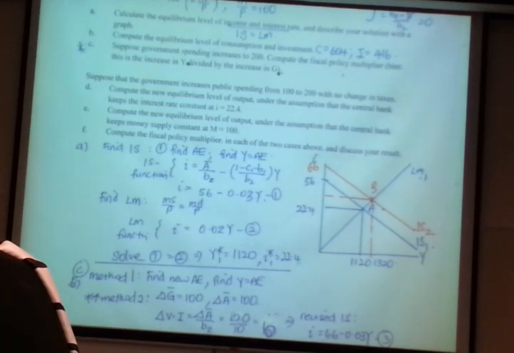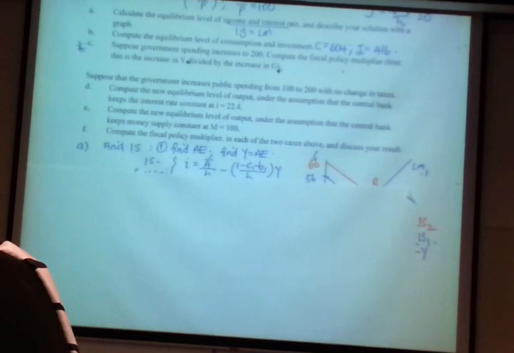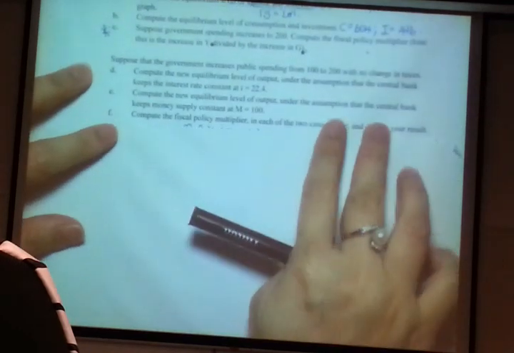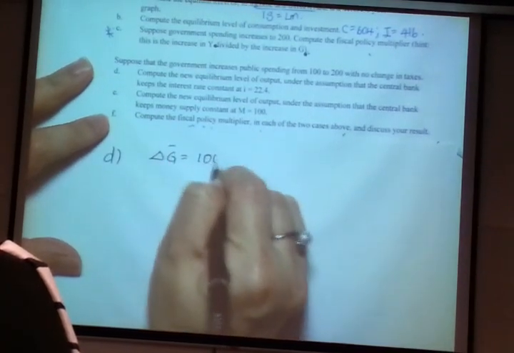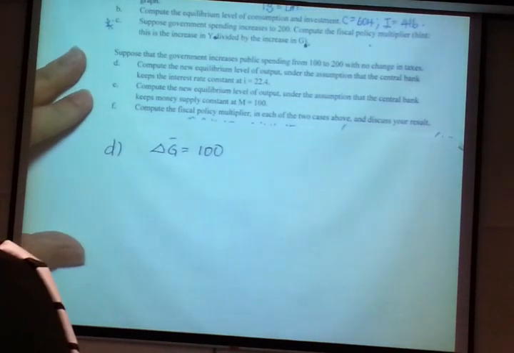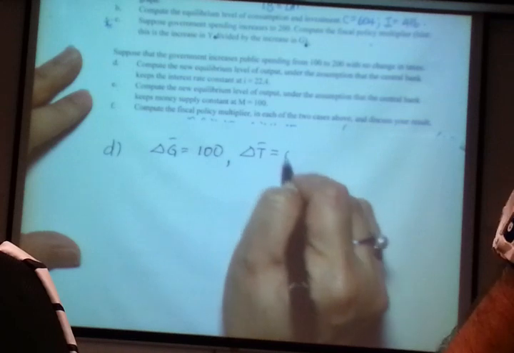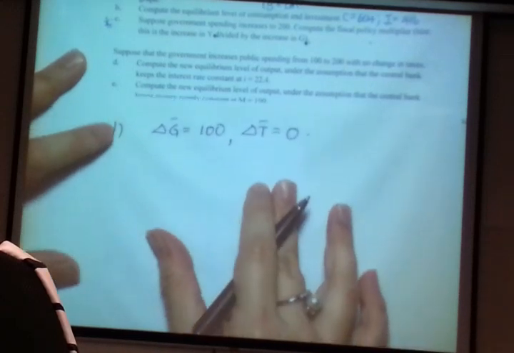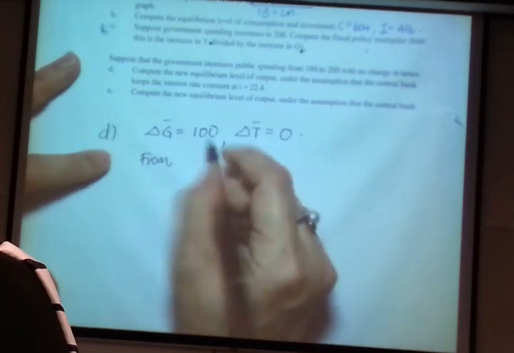So let's look at our discussion in part D to F. The question was the same, but you have to read very carefully. So part D, the question was the same, that is, the change in G bar is still 100. And they told you the change in T bar is 0. So we have done this in part C.